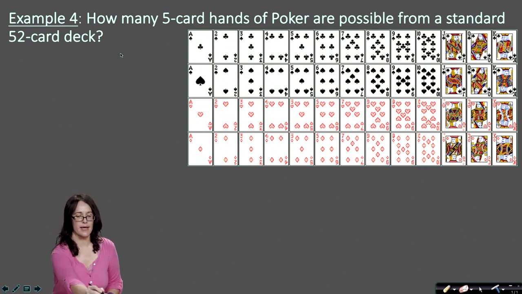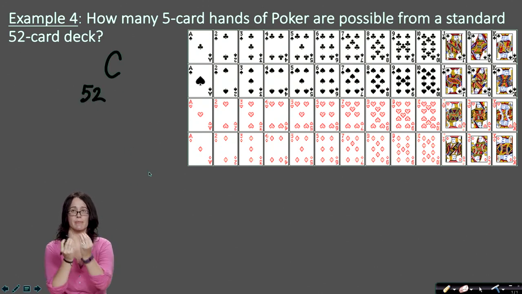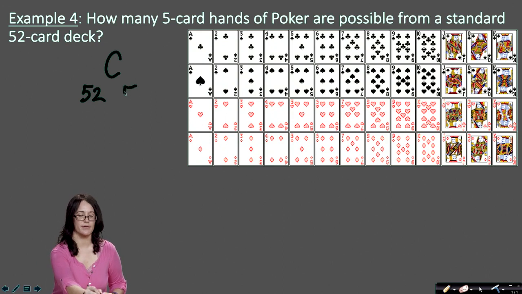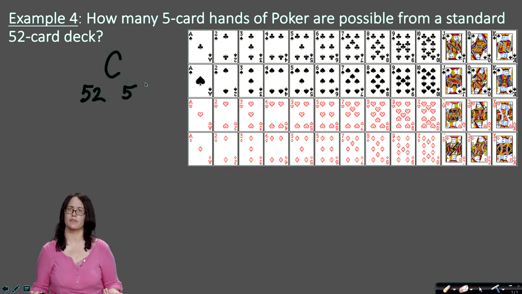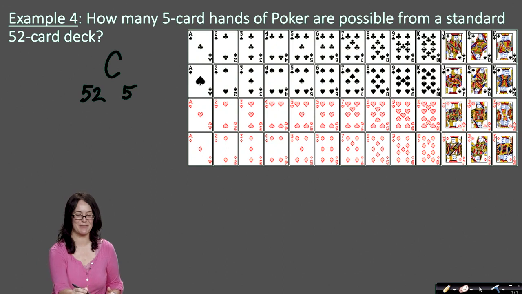So we would say this is a combination of 52 cards, and how many am I choosing in my hand? I'm choosing 5. So feel free to use your calculator to do this. This would be a big one to do by hand, the arithmetic. If you were doing it by hand, this would be 52 factorial. And then you do 52 minus 5, which is 47 factorial.